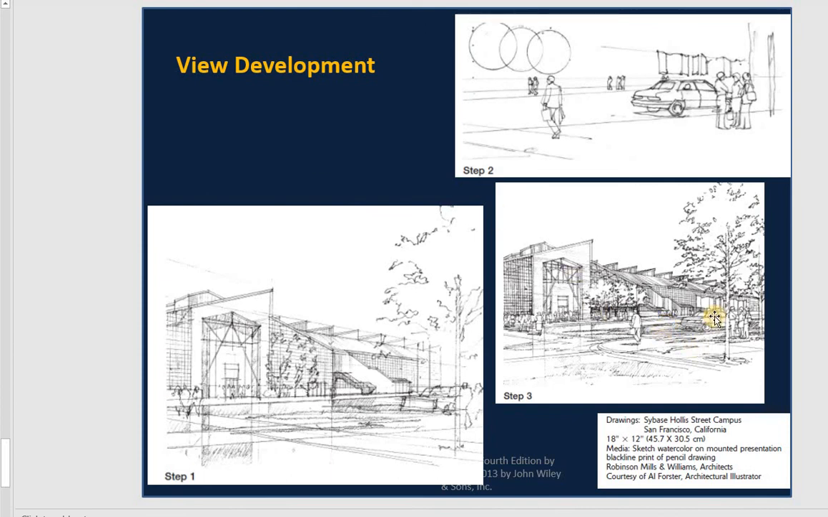For example, this one, you add landscape, add the vehicle, add the people. You make the building better. This is before and this is after. Add it on.